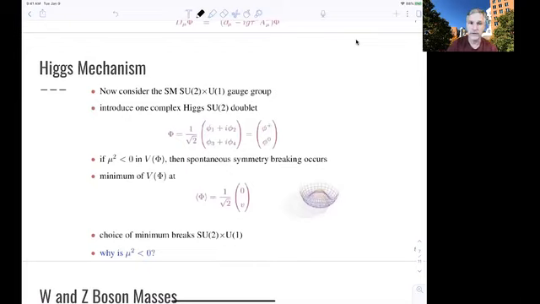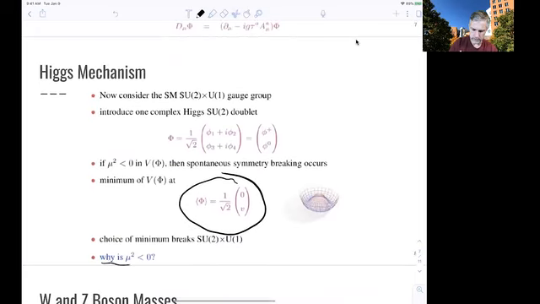So we already know that we want to use mu squared less than 0 for our potential to allow for spontaneous symmetry breaking to occur. The minimum is then at 1 over square root 2 times 0 for the upper component, and v, the vacuum expectation value, for the lower component. That's a choice already. Again, why mu squared less than 0? Because if we would have chosen a positive value for mu squared, we wouldn't have spontaneously broken the symmetry. Okay, so we need a potential which looks like this Mexican hat here.